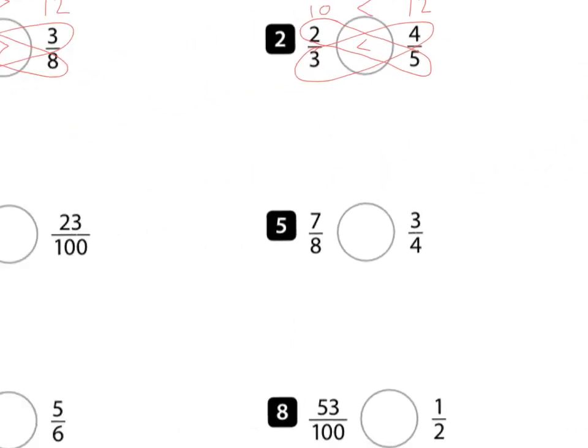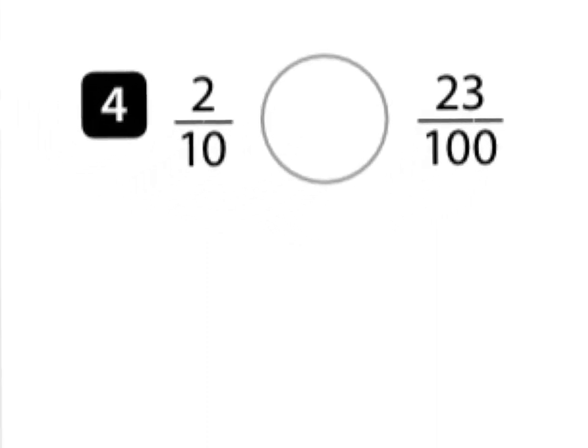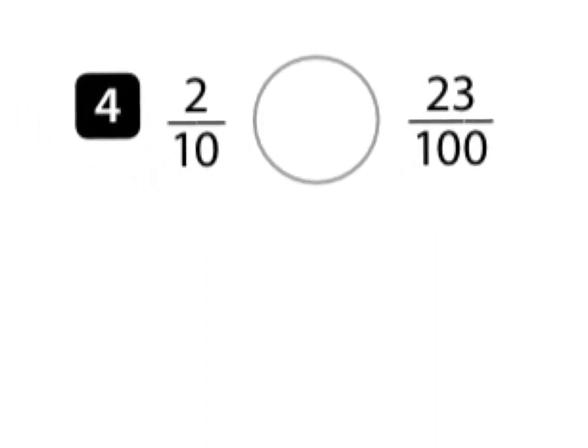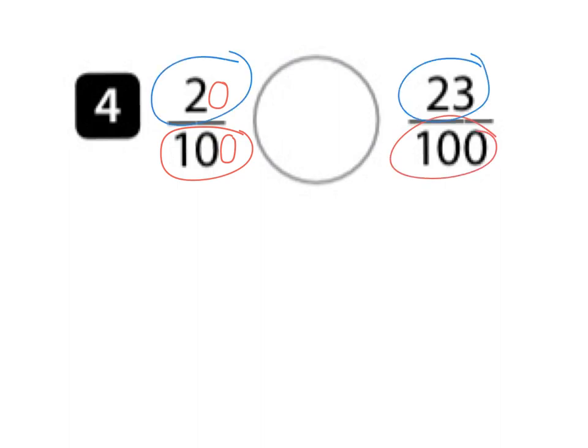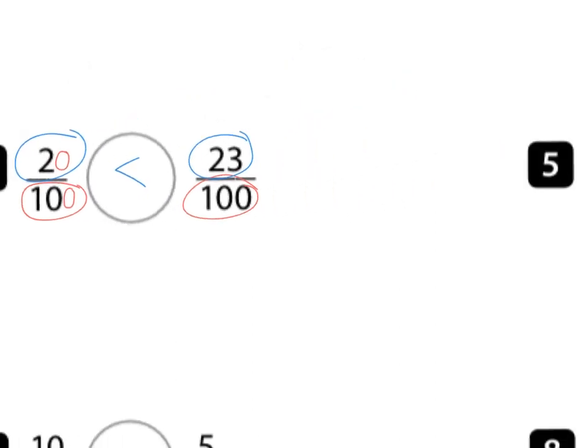All right, number 4. You have 2/10 compared to 23/100ths. All right, on this one, I'm just going to add a 0 and go by the rule. Whenever your denominators are the same, look at your numerators, and whichever numerator is greater, that's your greater fraction. So 2/10 is less than 23/100ths.